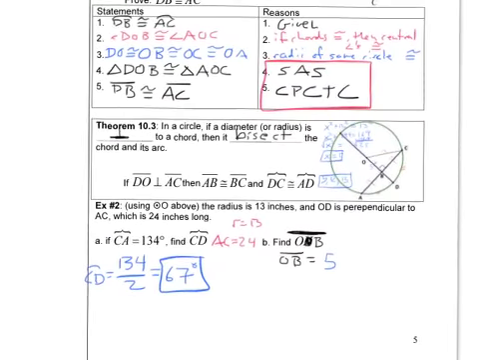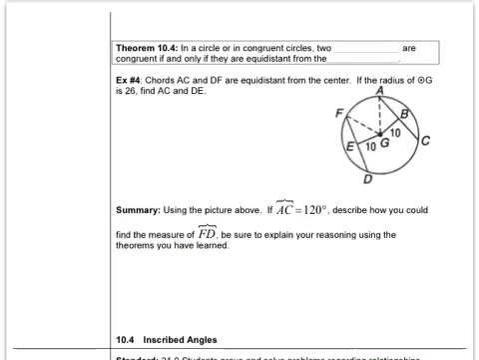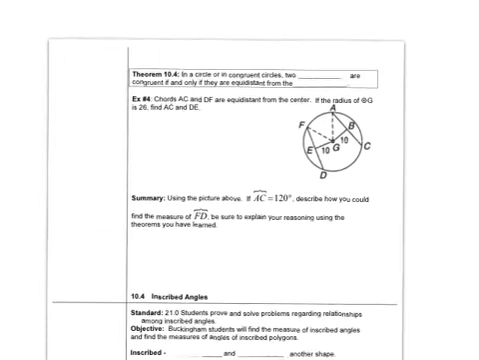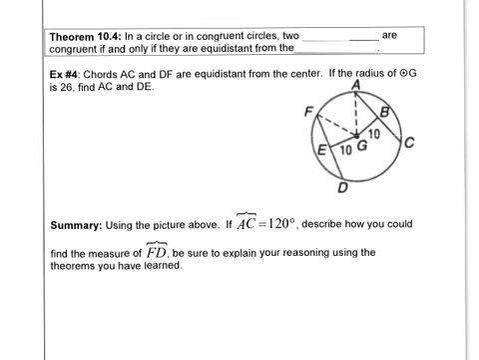All right, let's go to the next page. Okay, just a couple things here. In a circle or in congruent circles, two chords are congruent if and only if they are equidistant from the center.